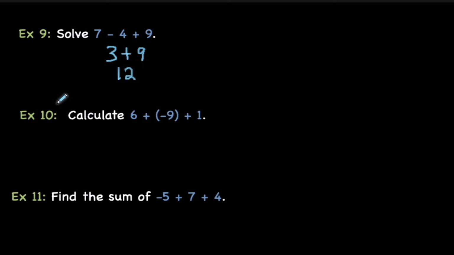So let's calculate 6 plus negative 9 plus 1. Just work with this step by step, okay? We have a positive number and we also have a negative number. Subtract the numbers. 9 minus 6 is equal to 3. But wait a minute, it's not just 3, it's negative 3.